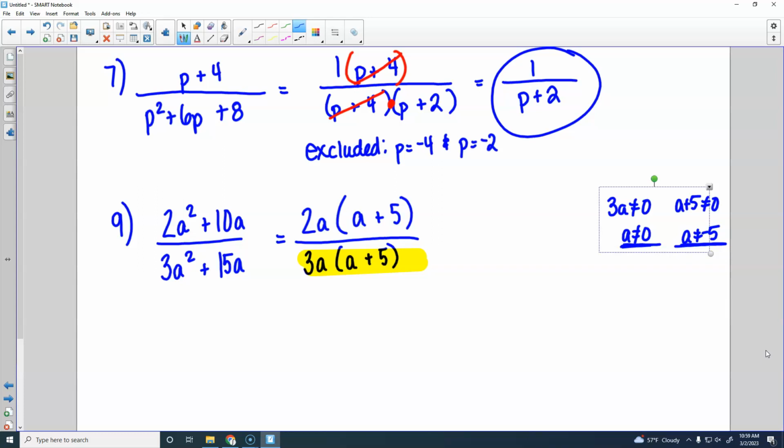And so here I've got multiplication between everything: 2 times a times the stuff in the parentheses, 3 times a times the stuff in the parentheses, right? So anything that matches top and bottom can cancel. A plus 5 and a plus 5 can cancel. This a right here and this a right here can cancel. I will just get 2/3 as my answer.